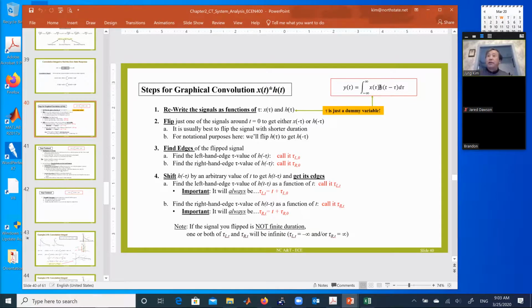So if there's no overlap, no overlap means one of them is zero, so the multiplication is zero and the integration is zero. So only the overlap area is the integration range of this guy. Okay, so this is the procedure.